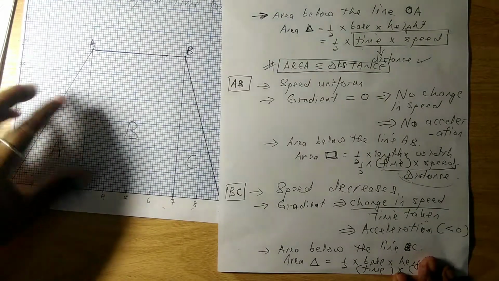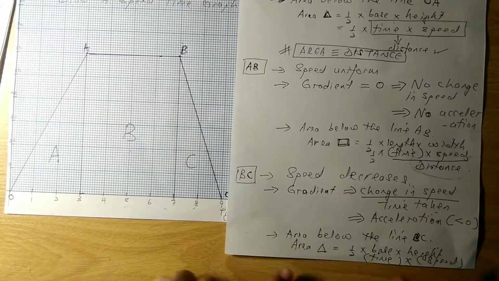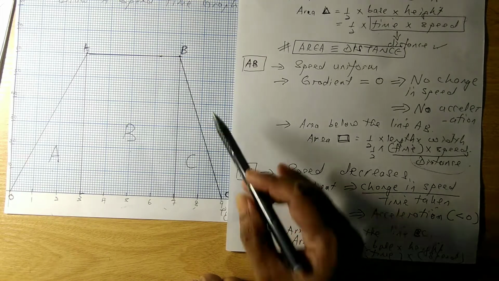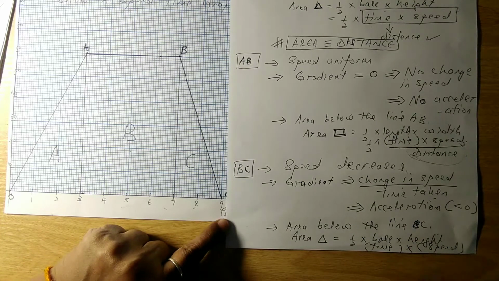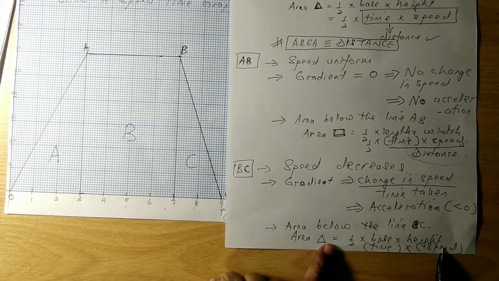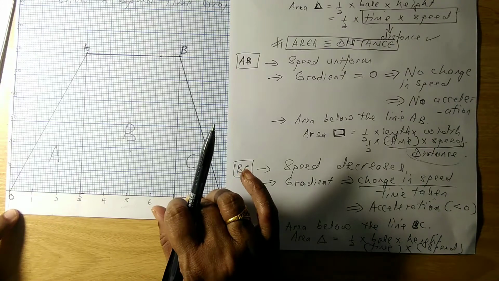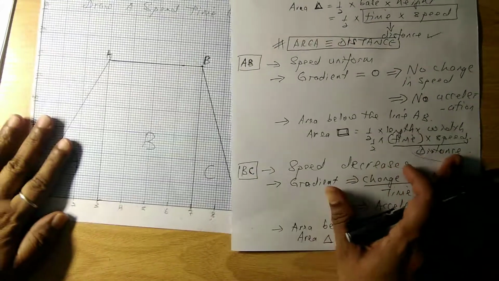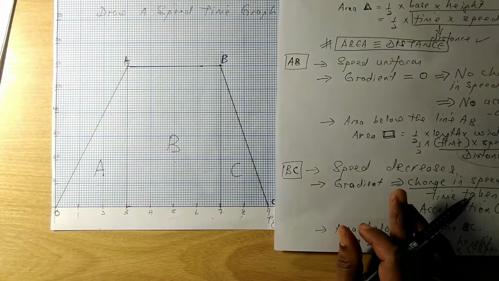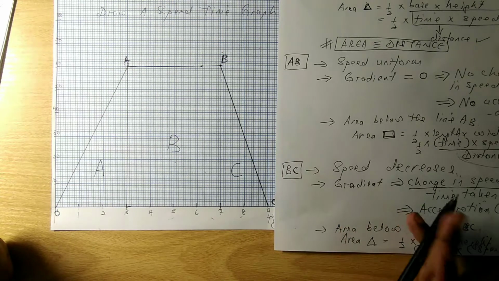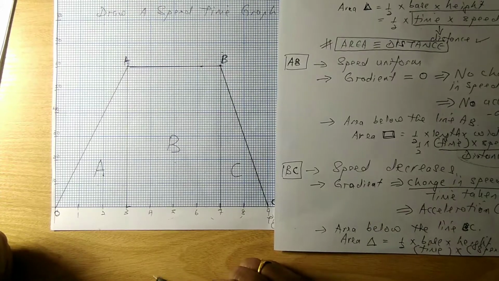Likewise for BC, same thing. This is the area of triangle C. So you're talking about the area below the line BC. The area of a triangle is half base times height, so this is again time multiplied by speed. So it represents the distance. These are two special features that you can get from a speed time graph. Number one, the gradient of the graph represents the acceleration, and number two, the area below the line represents the distance traveled.